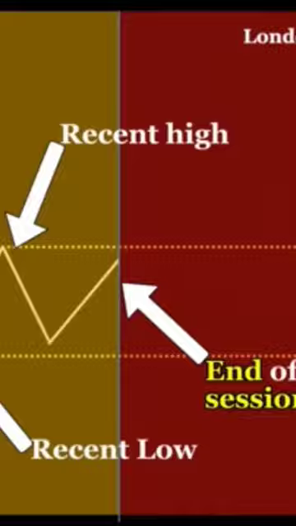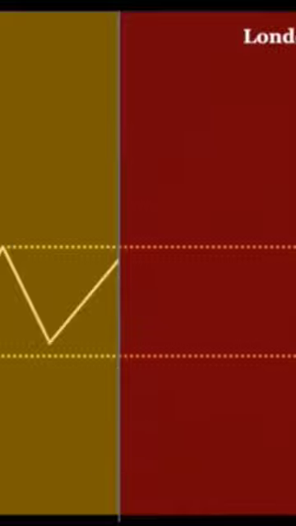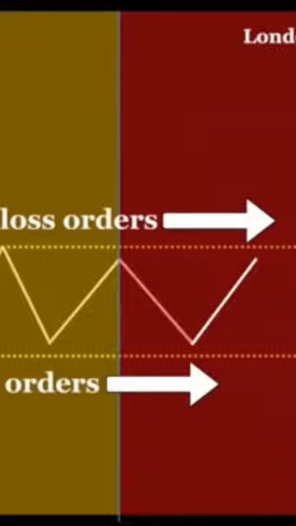These levels form what's known as the accumulation phase. For algorithms, these aren't just levels, they're liquidity zones, loaded with stop losses and limit orders, and that's what smart money hunts.